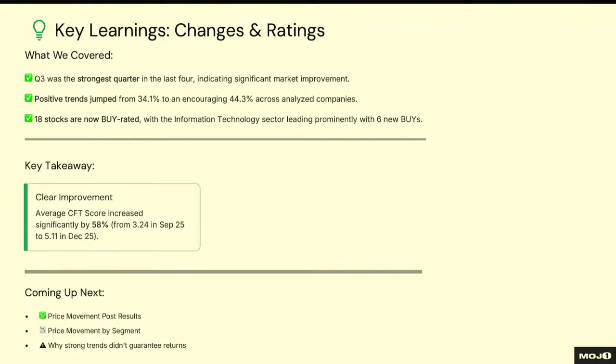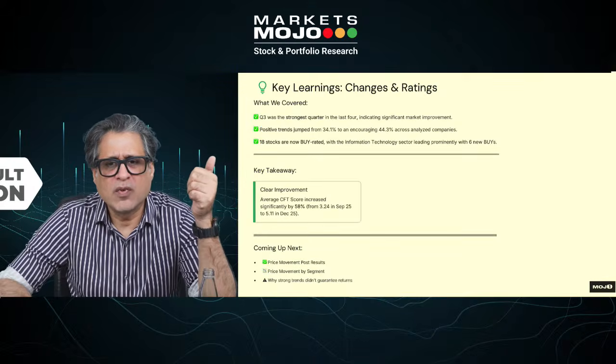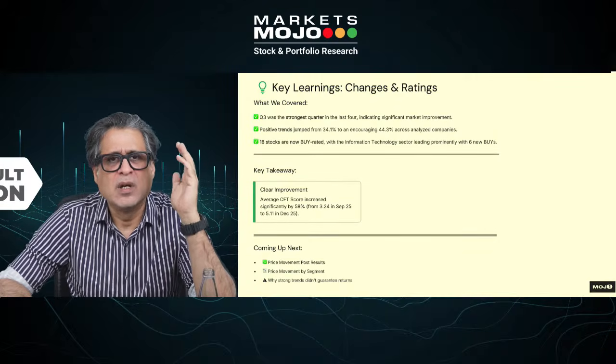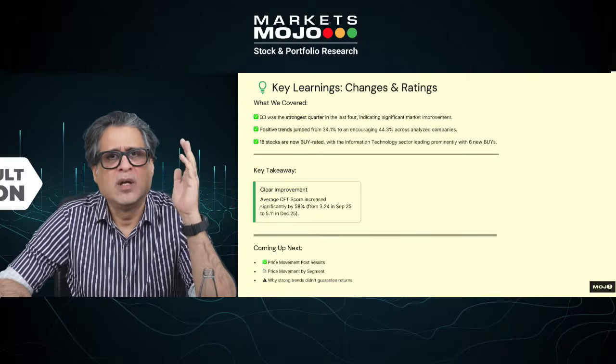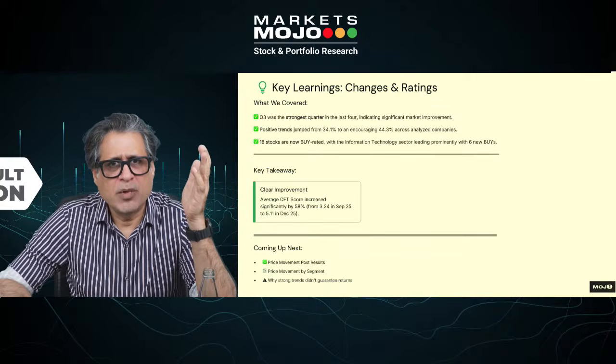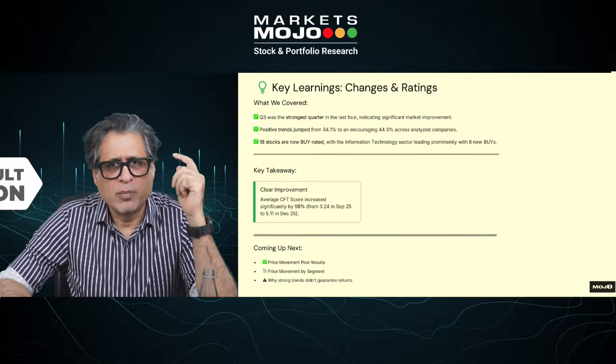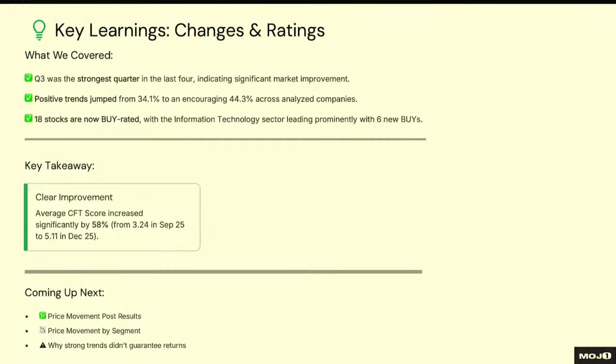Let's look at what we have covered so far. We've covered that quarter 3 was the strongest quarter so far in the last 4 quarters. So quarter 3 is coming out as the strongest quarter so far. As I said, it's only 164 companies. We should wait. I think in the next 2 weeks, the trend will be very clear. The positive companies trend has jumped from 34% to 44% vis-a-vis last quarter.